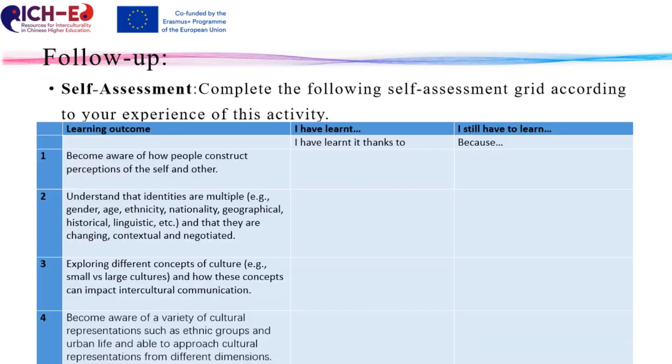After the class, students will compare their learning results with the ideal achievements listed in the left column, and they will have a clear idea about what they have learned and what is to be learned.